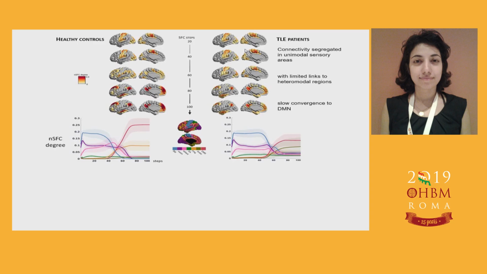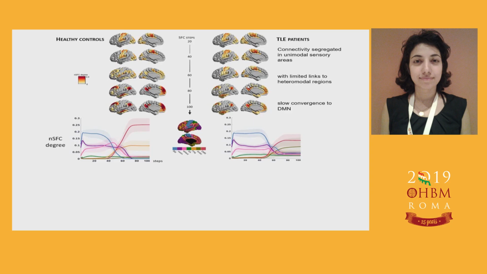the connectivity segregated in unimodal sensory areas with limited link to heteromodal regions. As you can see in step 60, if you compare it with healthy controls, they are already in heteromodal cortices, but in TLE the information is still in sensory areas, and it has a slow convergence to the DMN.